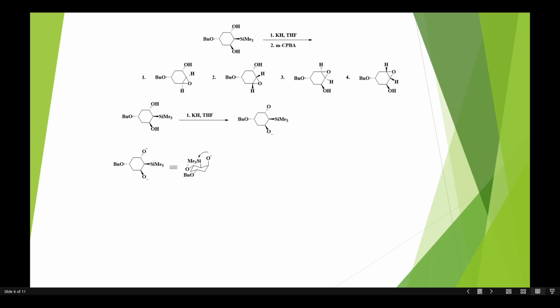Now we call them from the same side only, because on the opposite side, the donation of this negative charge to the corresponding silicon is not possible. That's where it will be on the same side, in the cis position. Generally in the cis position, it can easily donate from the same side only. It can easily donate to the corresponding silicon, and it will form a four-membered ring, a four-membered silicon-oxygen bond will be formed. And after cleavage of that bond, you will get your corresponding alkene.